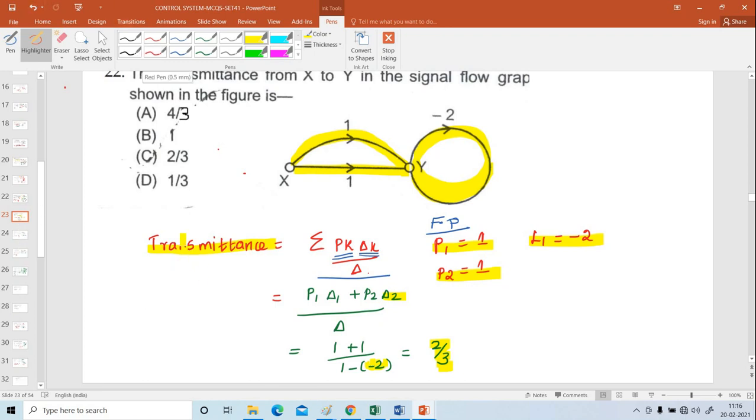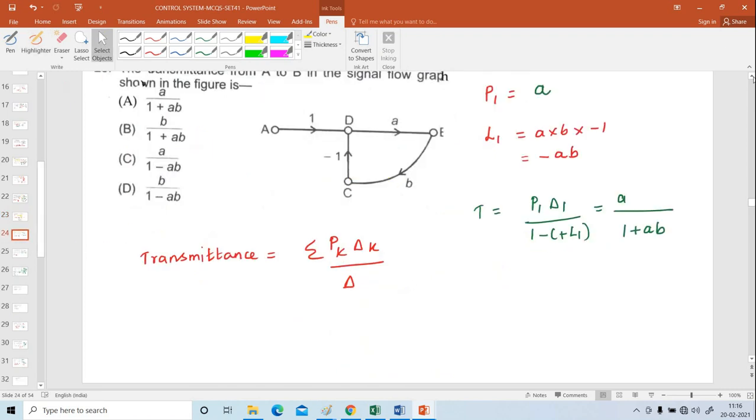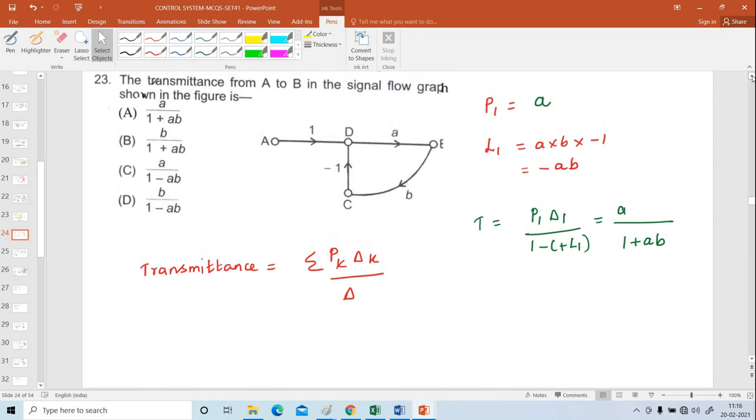So which option is correct? Option number 3 is the correct answer. Next problem. The transmittance from A to B in the signal flow graph shown in figure.